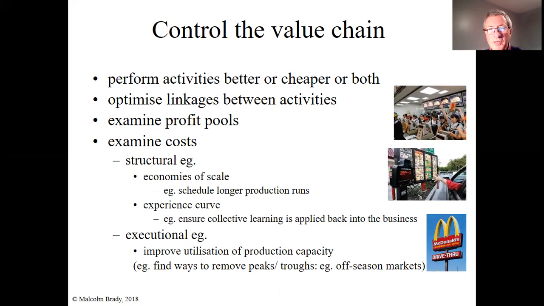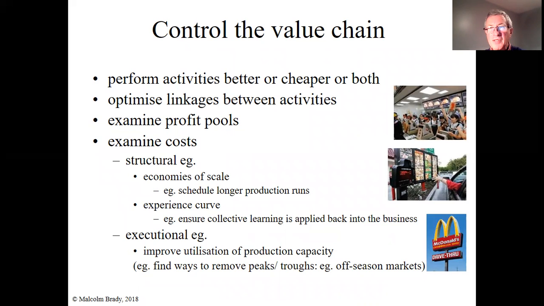So you can examine costs. We talked about economies of scale and experience effects before. So you can look to see, are there ways of gaining economies of scale? Scheduling longer production runs, for example, might give you an economy of scale. In experience effect, making sure that you gain that experience by applying it back into the business. Or executional costs, improved utilization of production capacity. For example, putting up a drive-through lane so you can serve customers in their cars and also customers who are coming into the fast food outlet. So that gives you an extra channel with the same resources. So that's improved utilization. Okay.